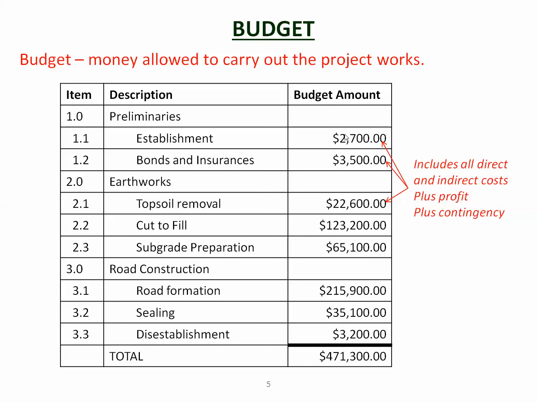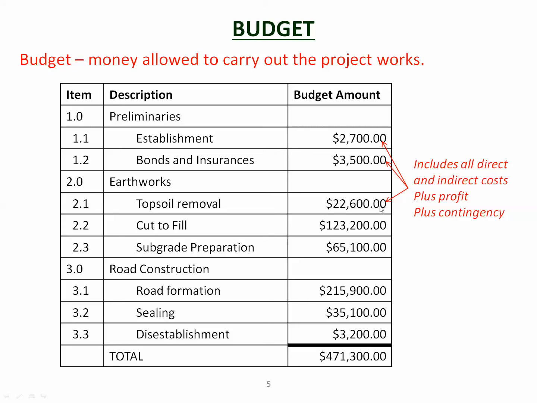Now each one of those items there would include the direct and indirect costs, the costs of actually doing the work, plus profit, the company profit, how much money the company owners want to make on it, and a contingency. Now contingency is a certain amount of money to cover risk. It may be when you're doing the topsoil removal, you get a rainy day and you can't work. So there's the risk that you're not going to be able to work on that day, and that you may have to spend more money on that particular item than you allowed for.